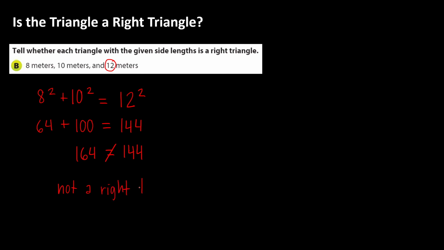And in our next lesson, we're going to see exactly what type of triangle that might be. But for now, all we need to worry about is that this for sure is not a right triangle because a squared plus b squared did not equal c squared.